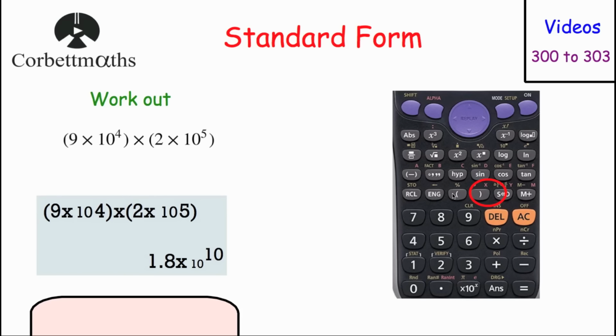So you open up your brackets, you press 9, the standard form button, and then press 4 to show that the power is 4, and then close brackets. Then press times, and then for this 2 times 10 to the power 5, you're going to do 2, the standard form button, and then 5, and then close brackets and press equals. And you should get this as your answer.